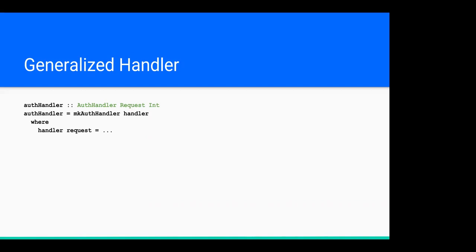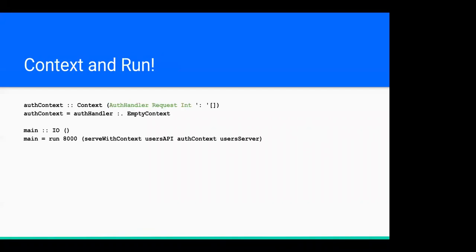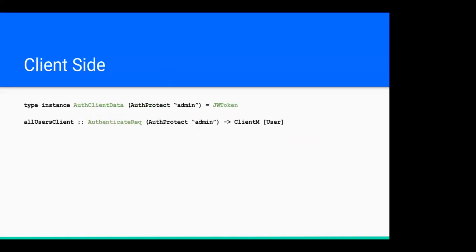I'm just gonna sort of hand wave and not put an implementation here because it can be however complicated you want it to be. But once we've created this auth handler, then we do essentially the same thing we did with the auth check, and we wrap it inside a context, and then we serve our API with that context, and we'll have an authenticated API.